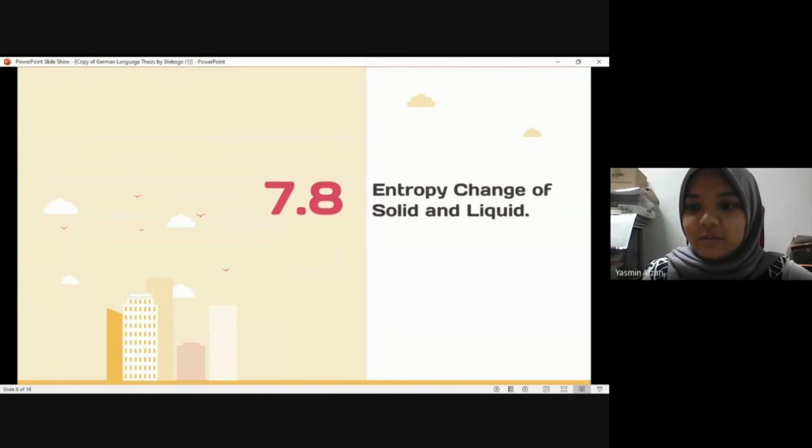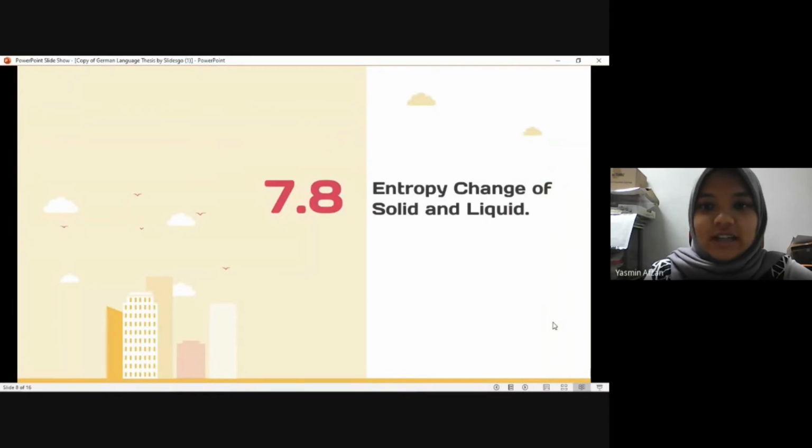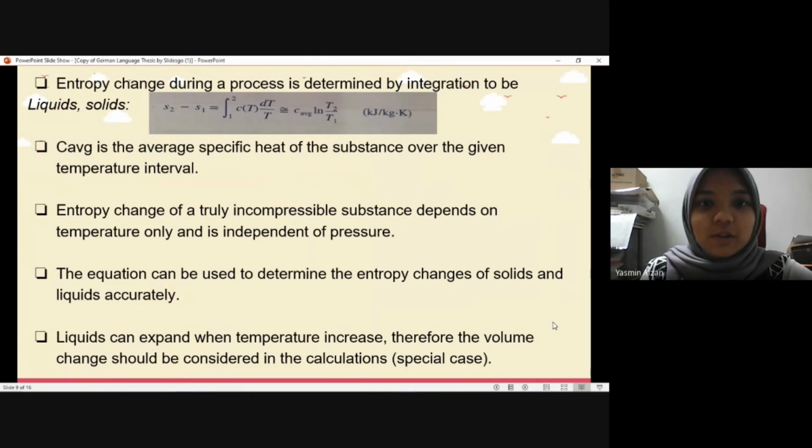Now I will continue the presentation for the next subtopic, which is entropy change of solid and liquid. Entropy change during a process is determined by integration, as you can see below in the equation for liquids and solids. In the equation there is a C average, which is the average specific heat of the substance over the given temperature interval. The entropy change of a truly incompressible substance, liquid and solid, depends on temperature only, and does not depend on pressure. The equation can be used to determine the entropy changes of solids and liquids accurately. However, liquids can expand when temperature increases, so the volume change must be considered in the calculation, as this is a special case.